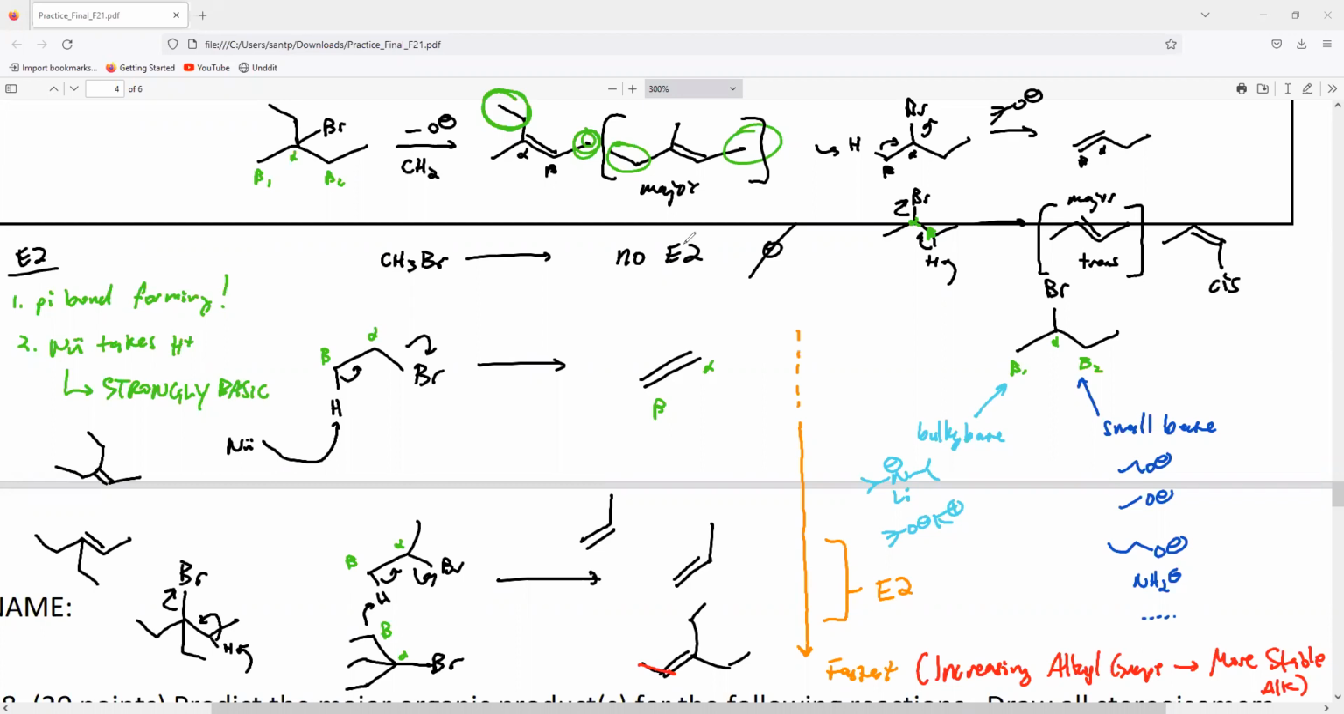So little tricks you guys can use. If your beta is a CH, so for example, if this is your molecule here, you just draw what you see, really.